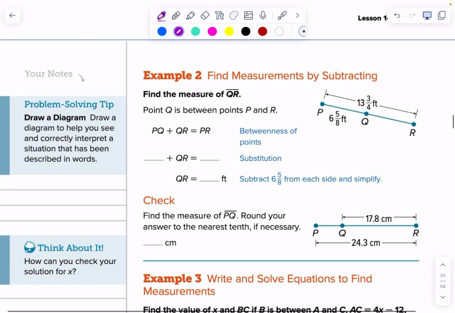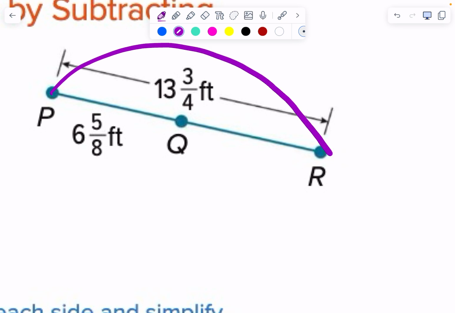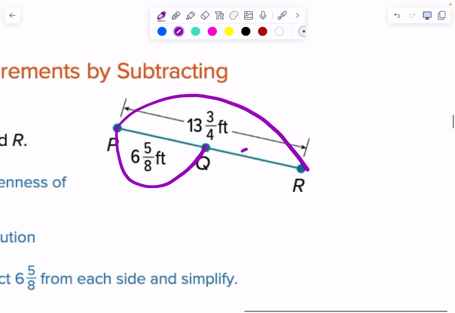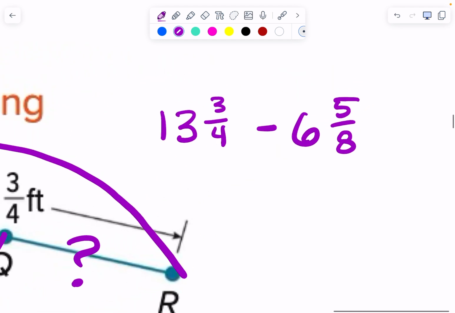We love it. Okay. Next page, go to example 2. This gets a little bit harder in the fact that they have fractions going on, okay? And here we have the whole length is 13 and 3/4. One of the smaller lengths is 6 and 5/8, and we are finding QR, the missing length, which is what I don't know. Okay, so I am going to subtract 13 and 3/4 minus 6 and 5/8. All right, don't get a calculator out.